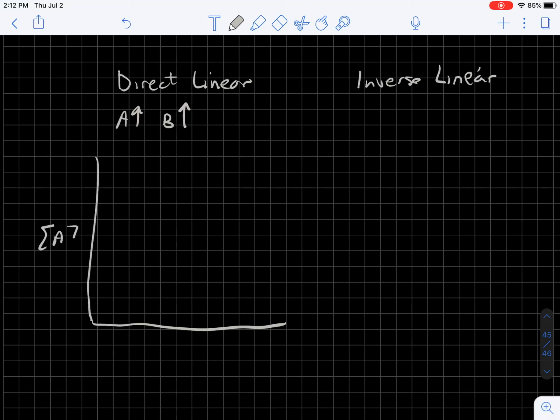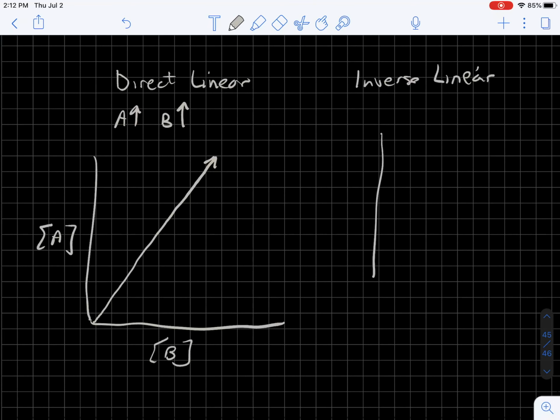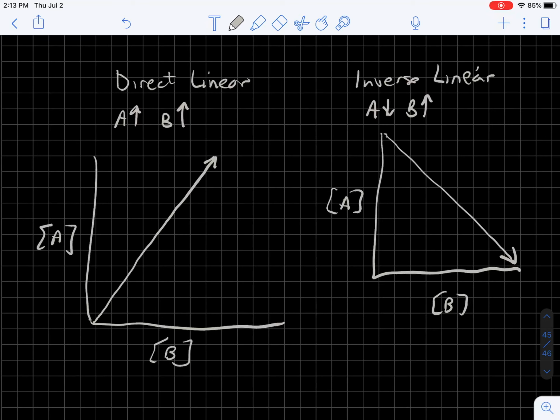So if we graph this, we might have A on the y-axis, B on the x-axis, and depending upon the values, we're going to have a positive slope, but the actual slope is dependent upon the values that we're actually graphing. For an inverse relationship, again, we're only using the first quadrant. As quantity A goes down, quantity B goes up. So our graph is going to look something like this. Again, the slope and the intercept really depend upon what it is that you're graphing.